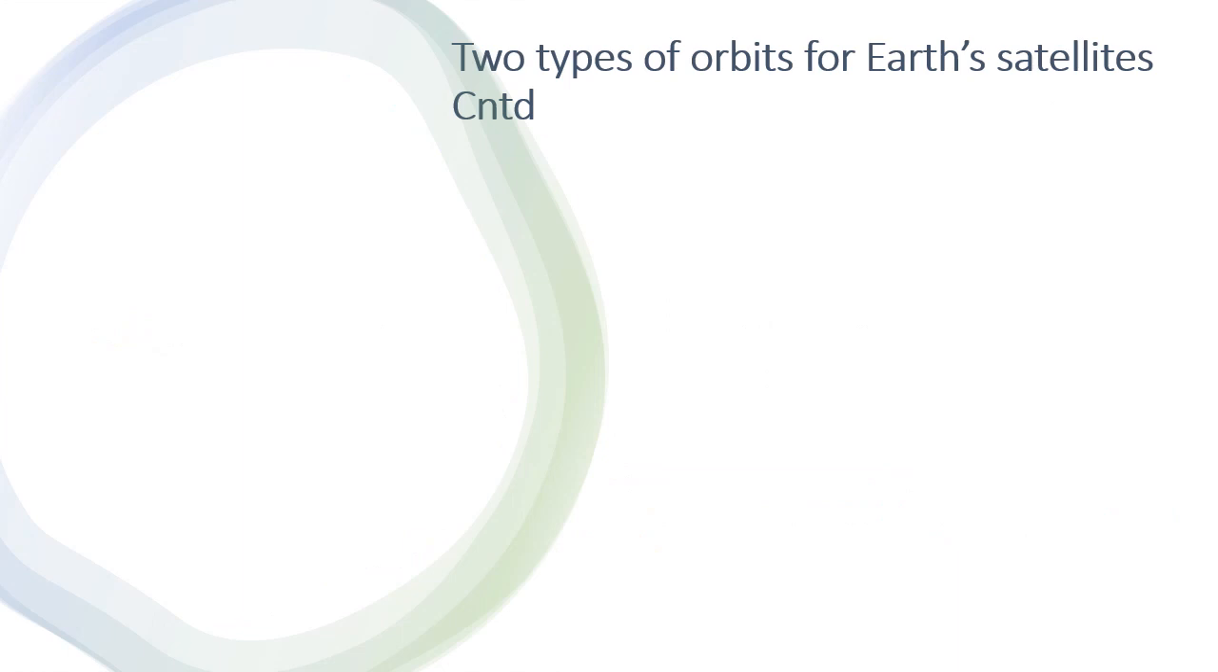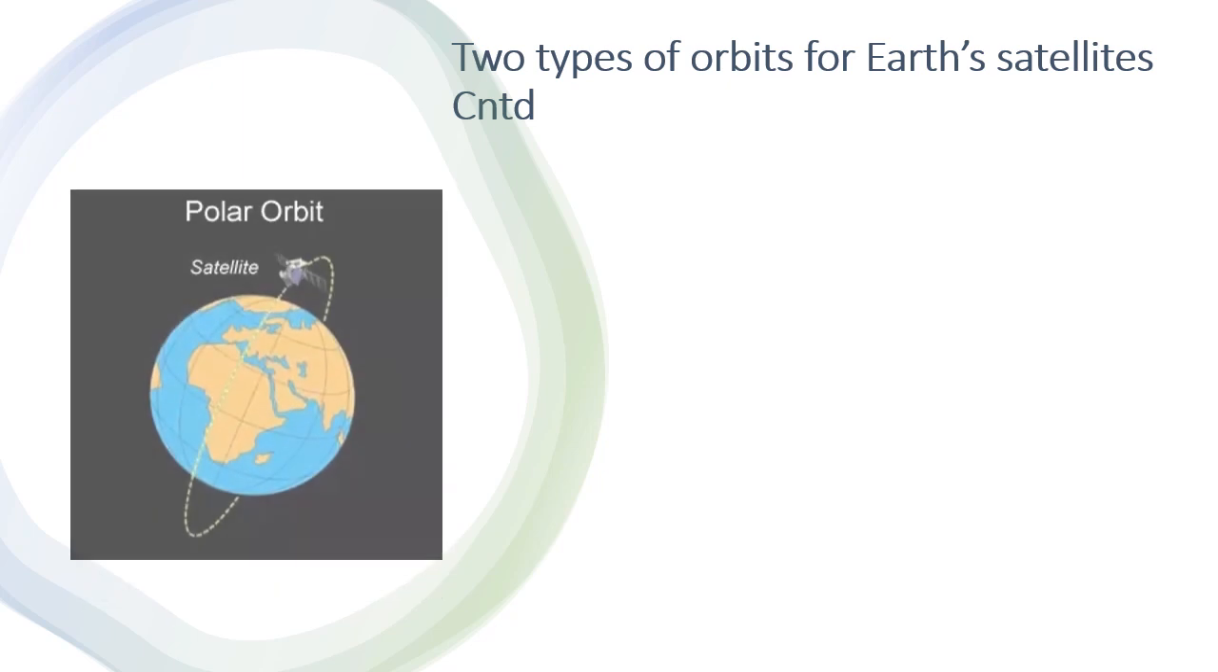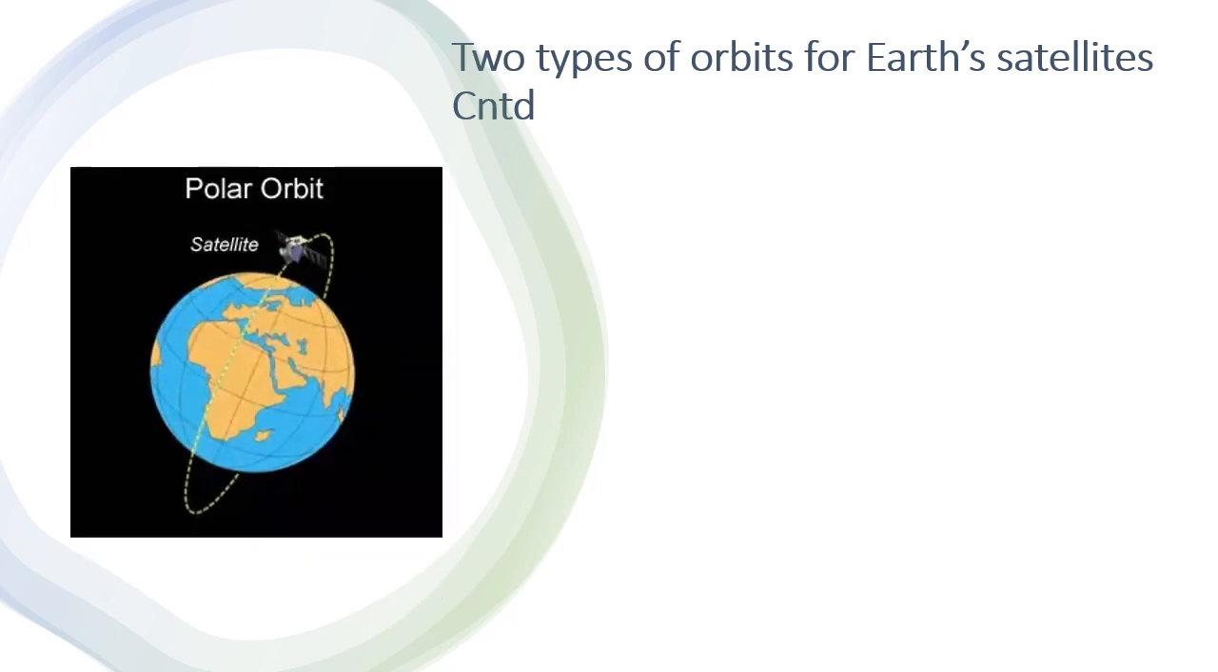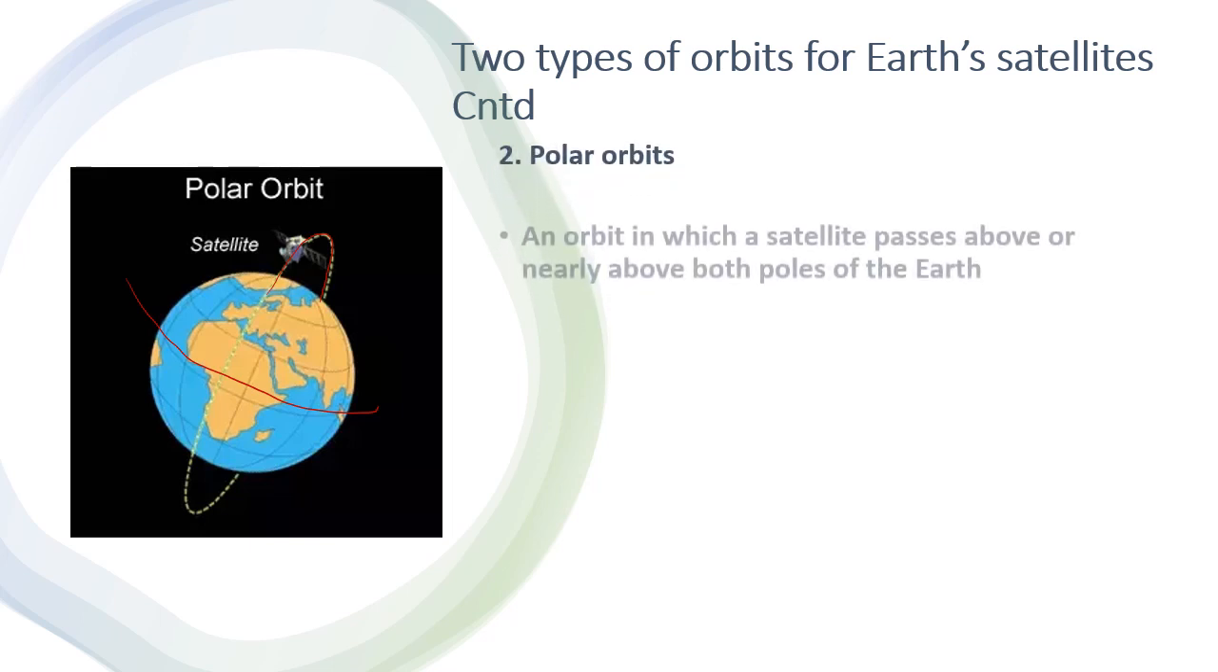Having discussed geostationary orbits already, the next one we have is the polar orbit. You can see in the picture itself that the orbit this time is going through the poles, isn't it? The one we saw before was going like this, above the equator. Now it is above the poles, so we call them polar orbits.